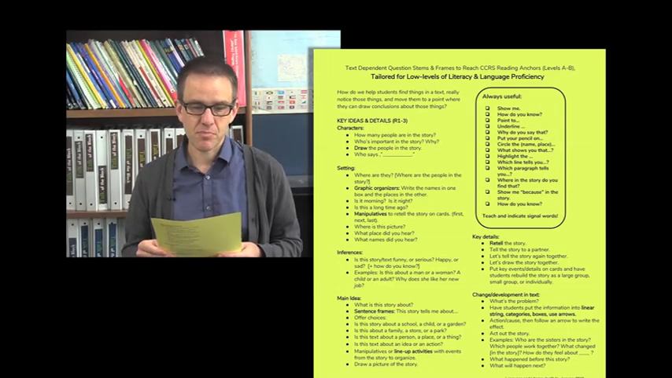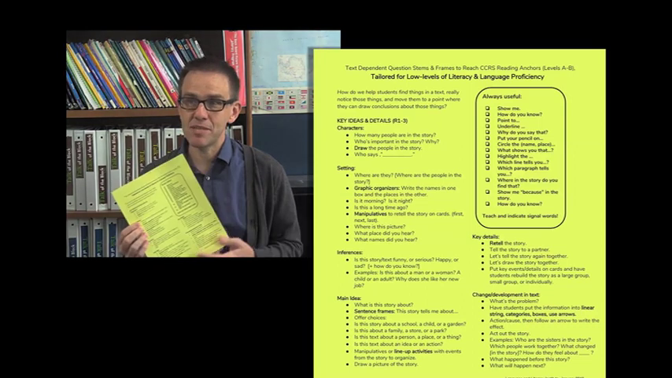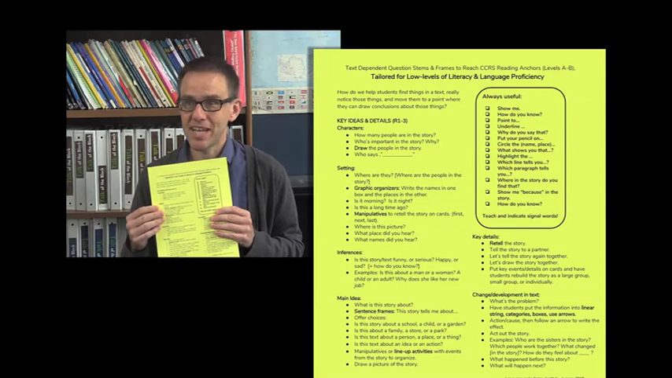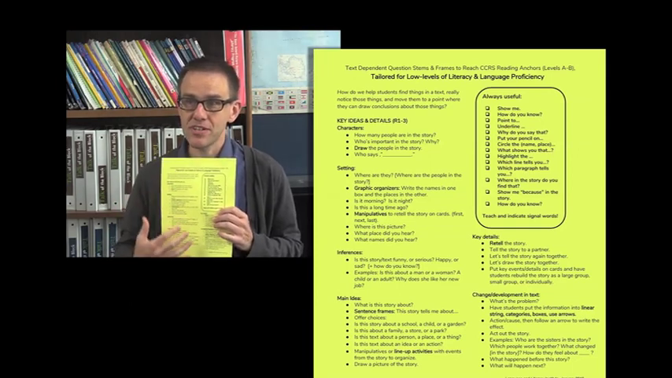This is a text-dependent questions, stems, and frames to reach CCRS reading anchors, levels A and B. This is really a big help for me when I'm looking at a text, and this will give me some inspiration to get started. So I'm still experimenting with how I sequence the questions. I'll do it one way and I'll try another way.